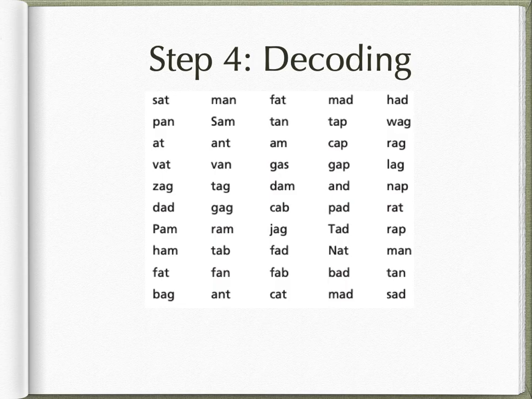We're on to step 4, decoding. If we were in school, I would tell you to open up your reader to find page 4. Unfortunately, we're not in school. So we're going to use this word list here to decode the words. Find the first word, sat.